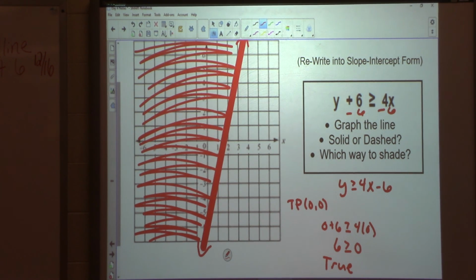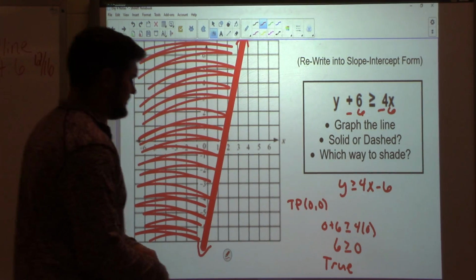Alright, the last one we're going to do here is going to be the toughest one I've done so far. And the only reason it's going to be tough is because X disappeared. Alright. Can I go to that next one so we're done copying this down?